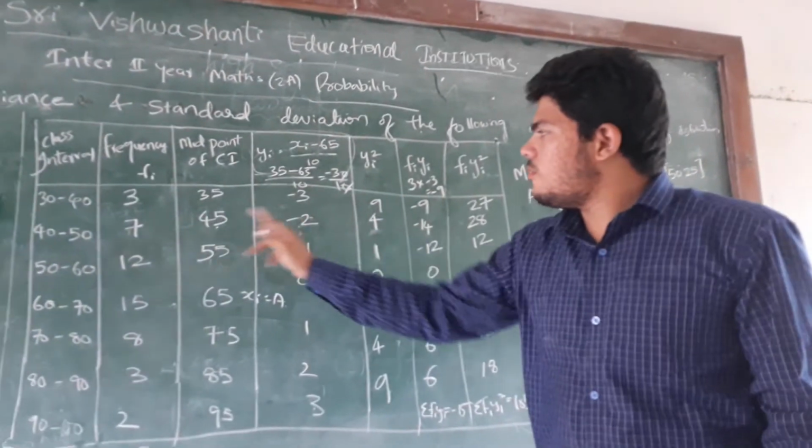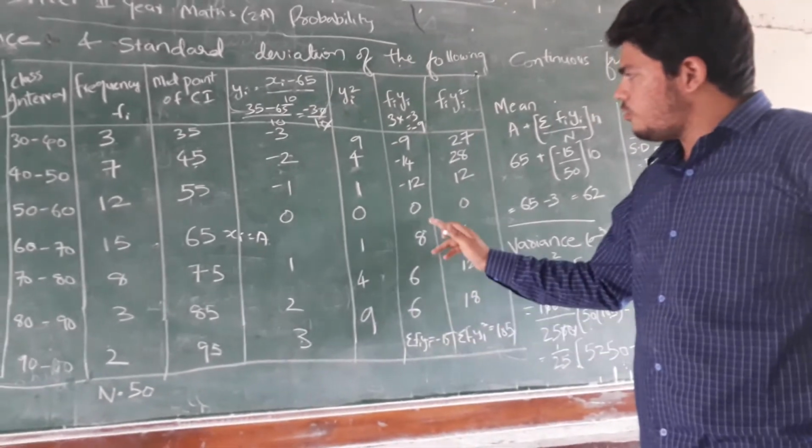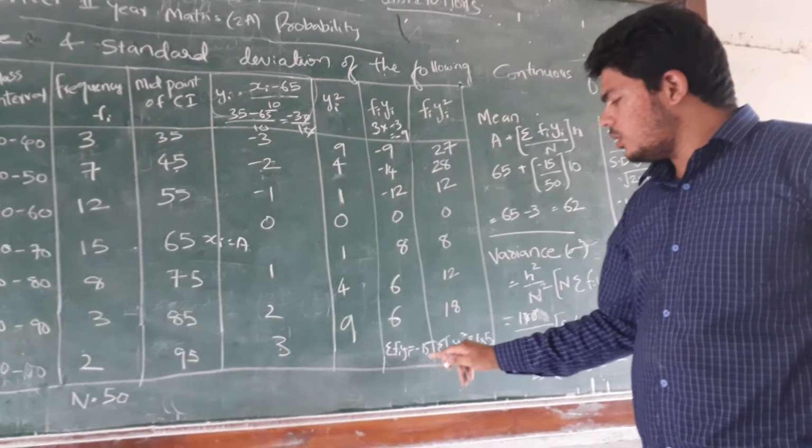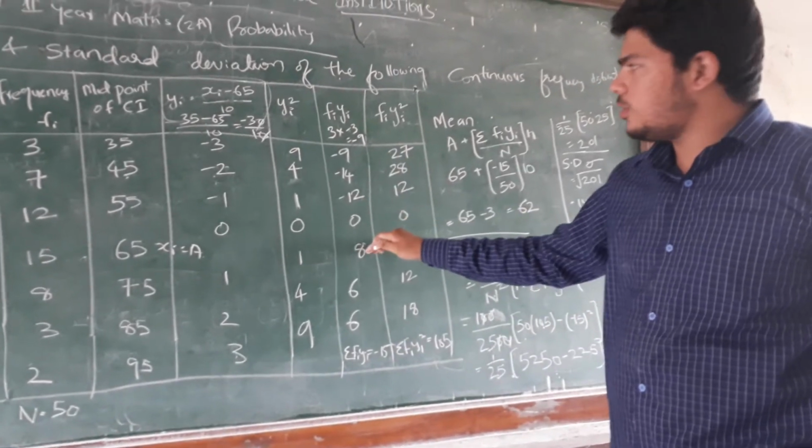In the same way, 7 into 2 is 14, minus 14, 12 into 1, all this we have got. Just as we did the summation, or sigma, of all that, we have got minus 15, as plus and minus values are there.